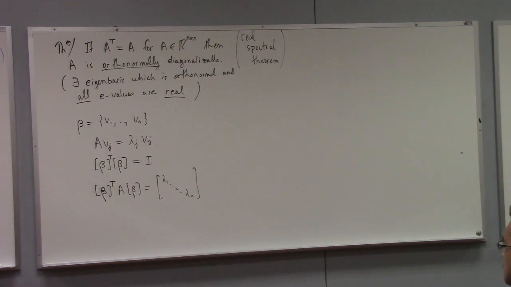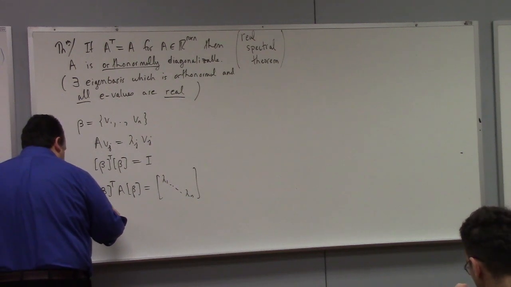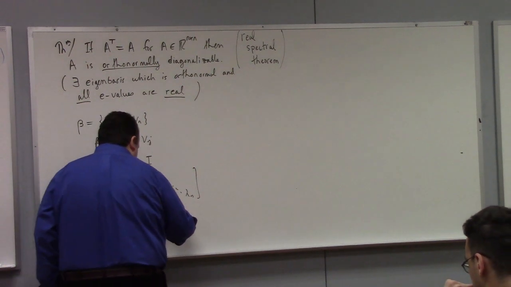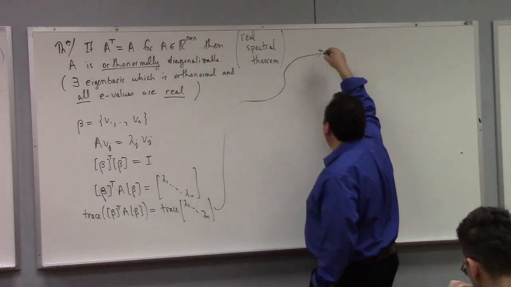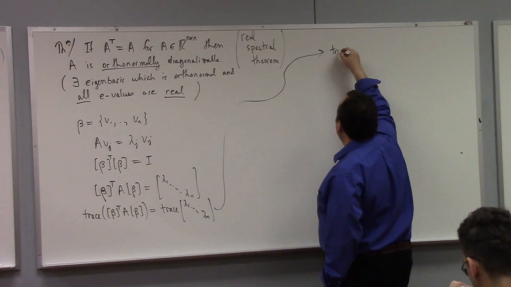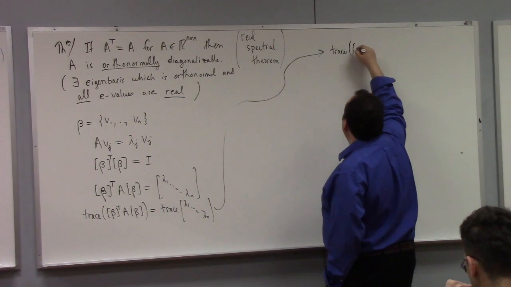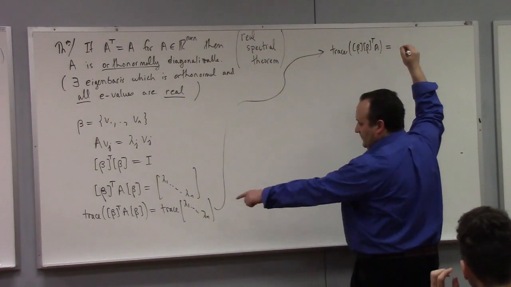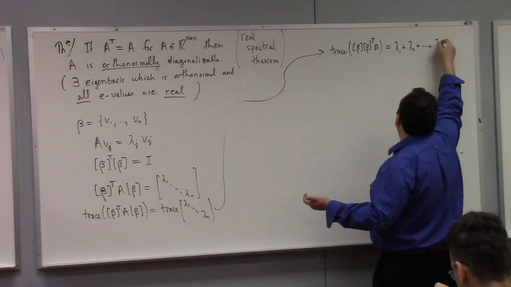From this, we can easily derive a couple of identities that I've claimed but never really proved for you guys, but we should take a second to prove them. What happens if you take the trace of this identity? Notice, remember, trace of AB is trace of BA, so I can put the beta first and then beta transpose A like that. The right-hand side, just calculate the trace. It's what? Lambda 1, lambda 2, lambda n.